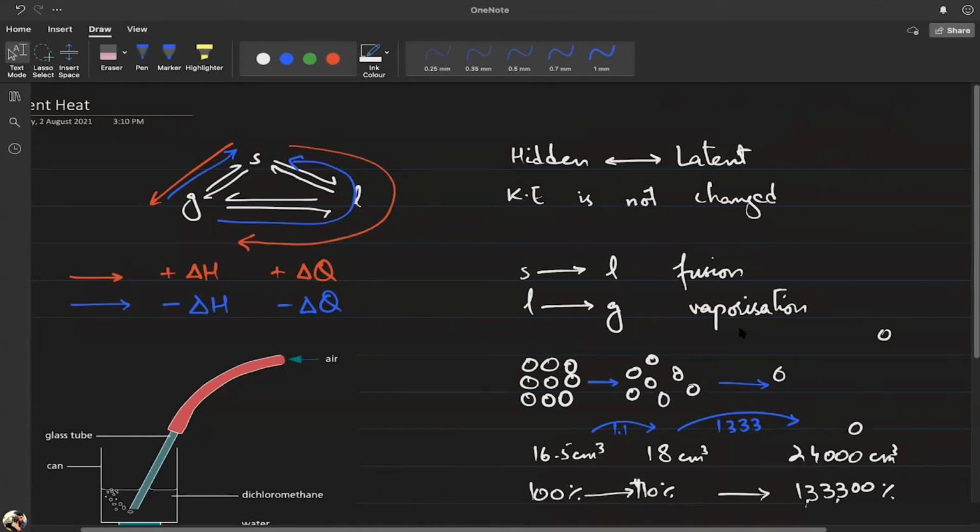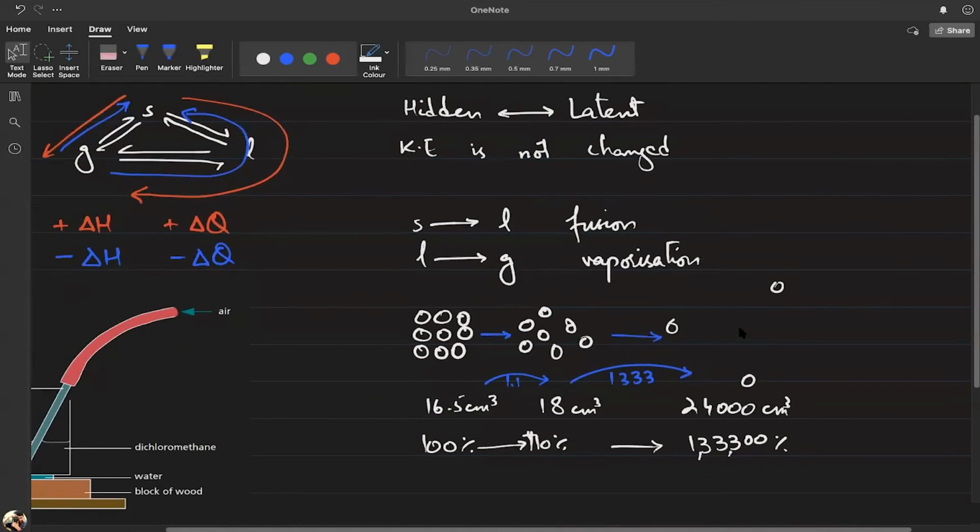Latent heat is about overcoming the forces. When you overcome the forces, you increase the volume. The change in volume is much higher in gas compared to in liquid. So that's why latent heat of vaporization is usually higher than the latent heat of fusion. And latent heat, where we use it, where we need it, all of that. So let's try to solve a question.